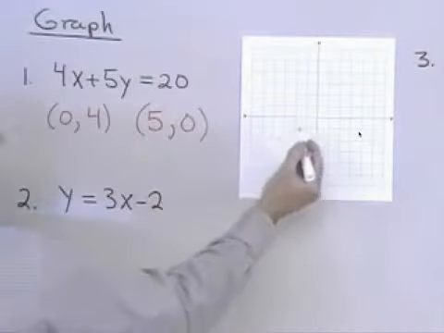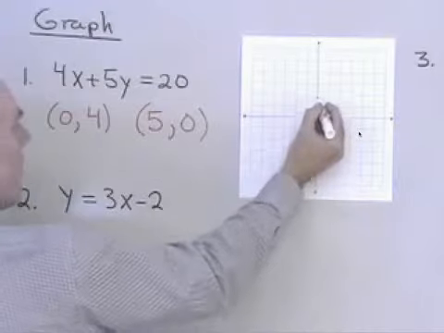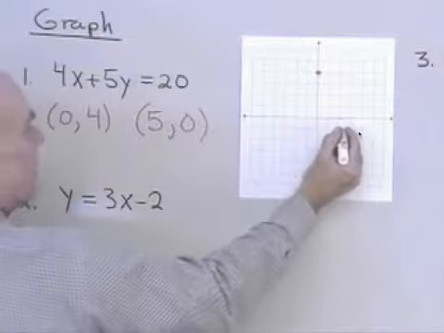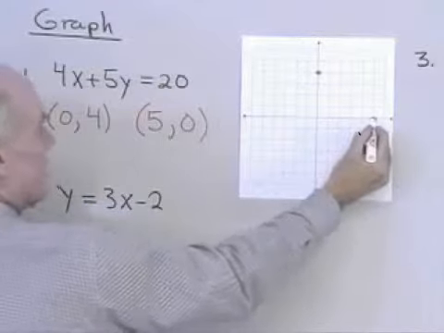So I'm going to go over here and graph x equals 0, y equals 4. 1, 2, 3, 4. That's that point. And then x equals 5. 1, 2, 3, 4, 5. Y is equal to 0.